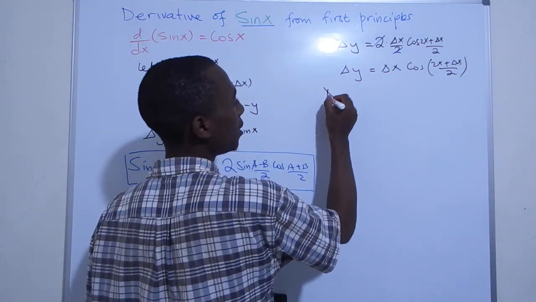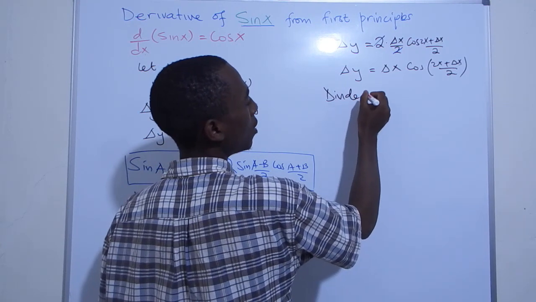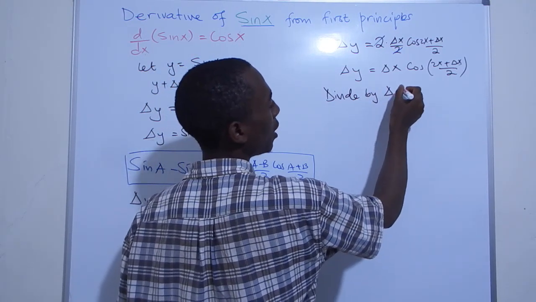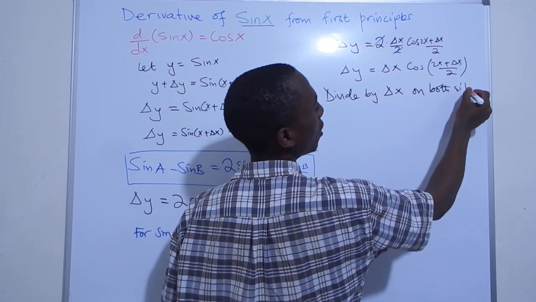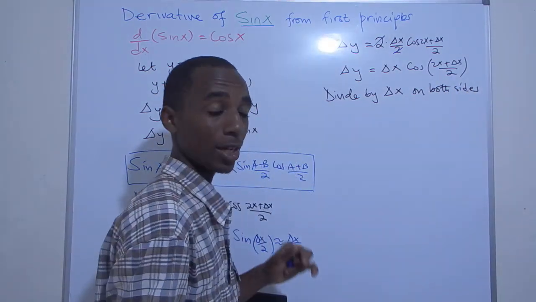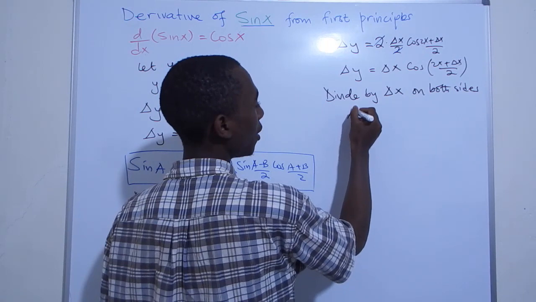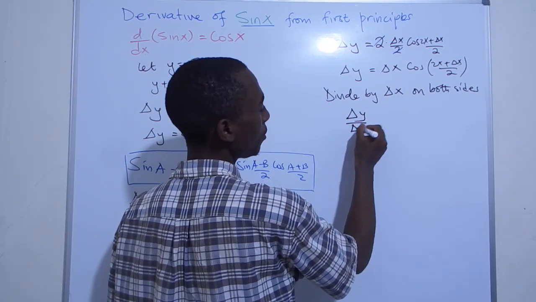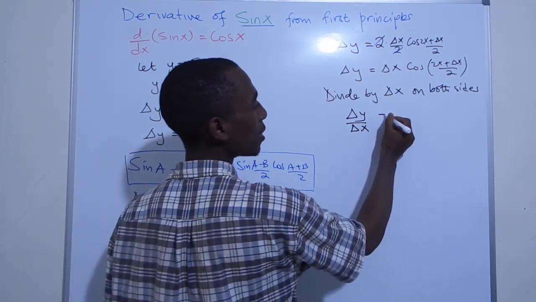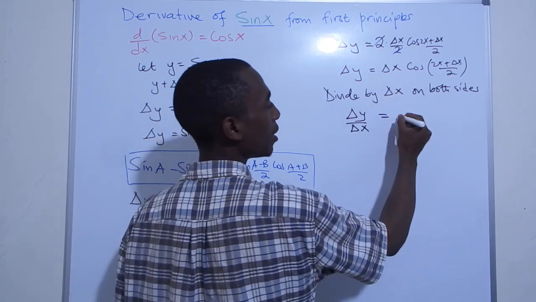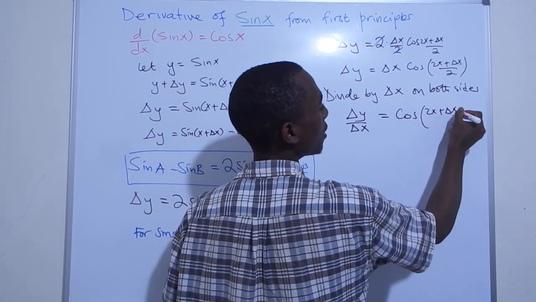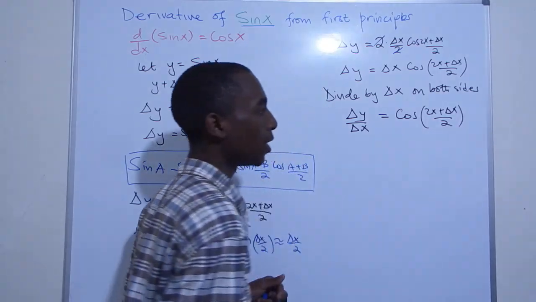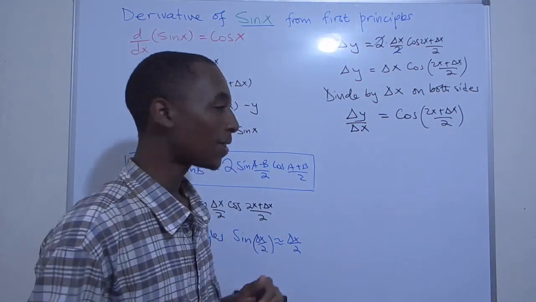Now let's divide by delta x on both sides. I'm going to divide by delta x on both sides, so I have delta y divided by delta x on the left hand side. On the right hand side, I have cos of (2x plus delta x) divided by 2. So we're almost there.